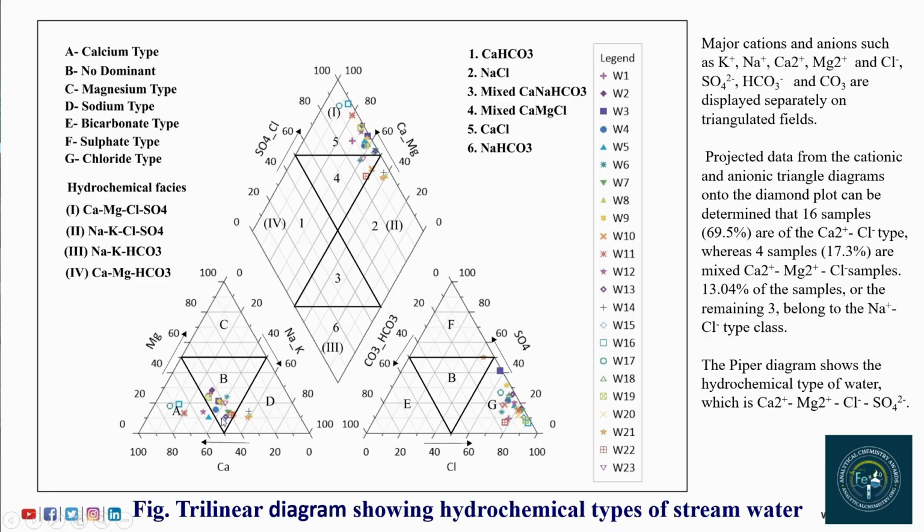These are the clustering. We can see the calcium, magnesium here in the diamond plots, and sulfate here in this triangle. So the sulfate type and chlorine types.